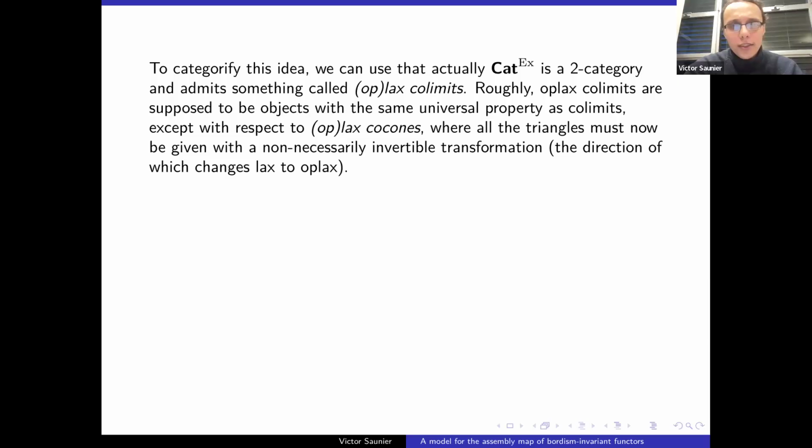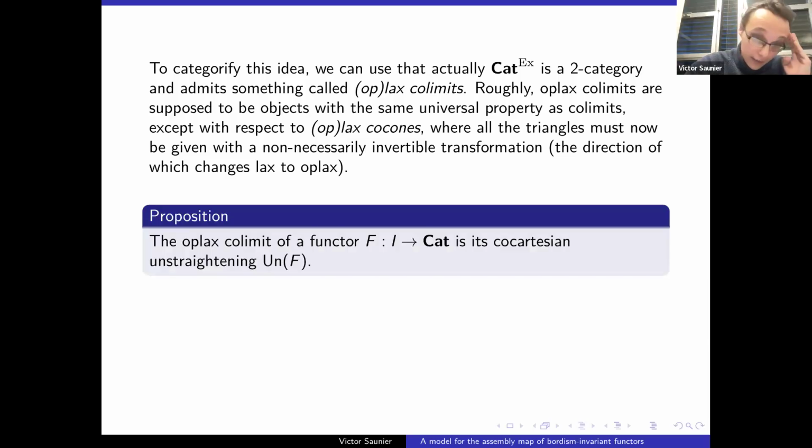And an oplax colimit is just, I start with a diagram, and instead of enforcing that I have a cocone, I enforce that I have a lax cocone or an oplax cocone, depending on which direction the natural transformation is supposed to go. And the universal such guy I call the oplax colimit. What is the oplax colimit of a functor in cat, before doing catex? Well, it's just its co-Cartesian unstraightening. And if you remove the word op and you just do lax colimit, then it's going to be its Cartesian unstraightening.